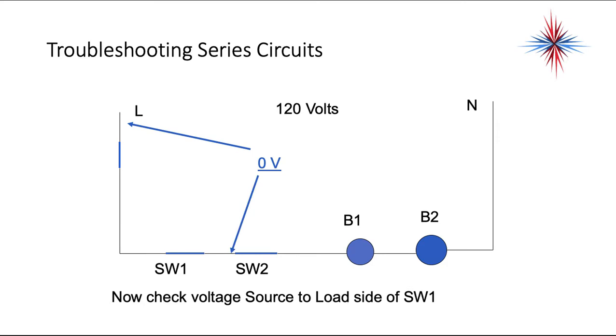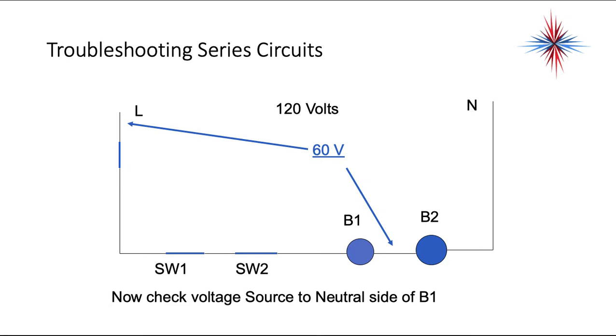Source side to load side of switch 1, 0 volts. Source to line side of switch 2, 0 volts. Everything's working there. Source to load side of switch 2, 0 volts. All my switches are good. My wire between source and switch 2 is good. Source to line side of B1, 0 volts.